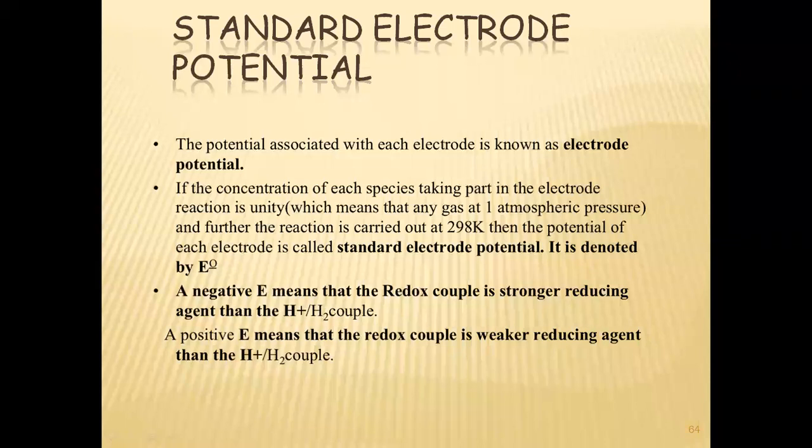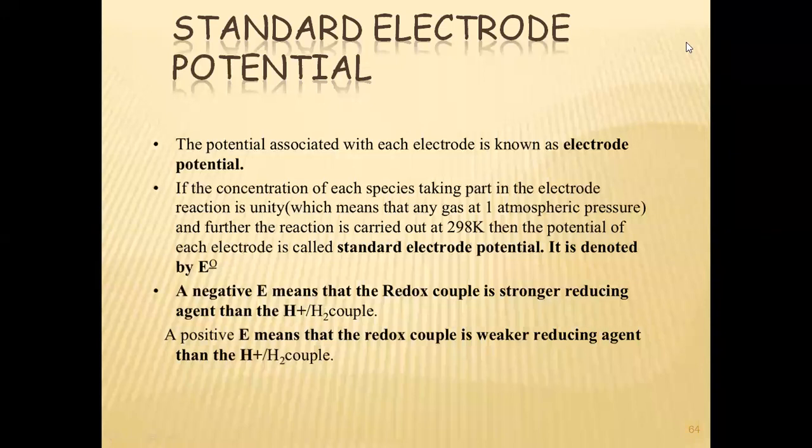Standard electrode potential. So we have just understood what electrodes are and how the circuit is completed in the Daniel cell. Let's come to the important point, standard electrode potential. If we talk about normal potential, what is the capability, the strength? Hai na? And when this is associated with the electrode, this is known as electrode potential. So the potential associated with each electrode is known as electrode potential.